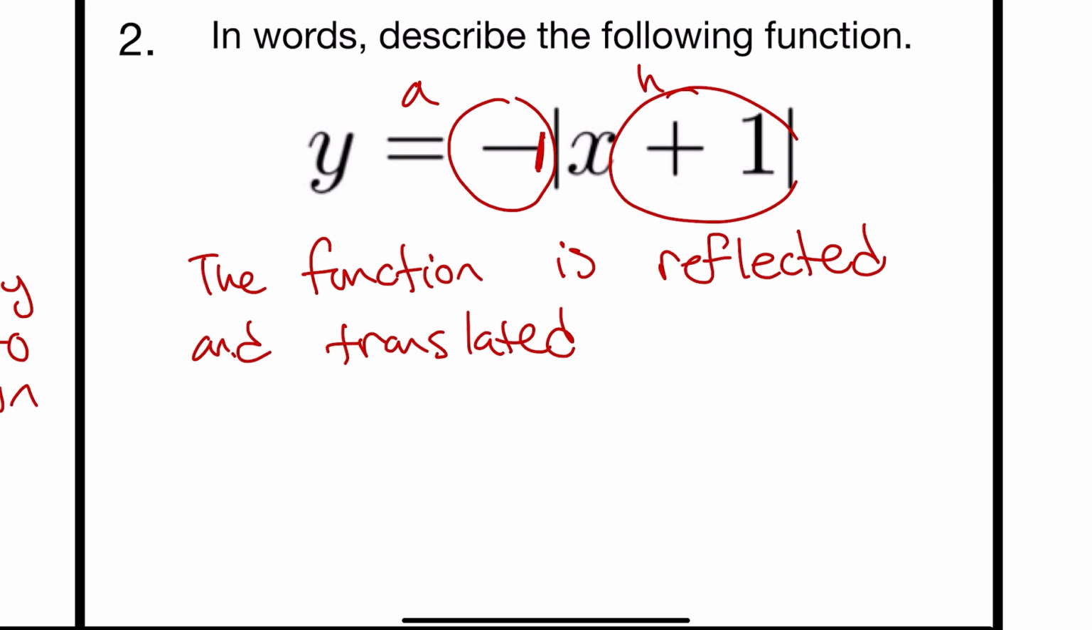Let's see. So translated, that means that's our H. It's going to slide because we don't have our K, so we don't need to worry about that. But our H is going to do something. So remember, H is opposite. So instead of a plus, think about it as a negative. So we're going to move to the left for this one. It's translated left 1 unit.